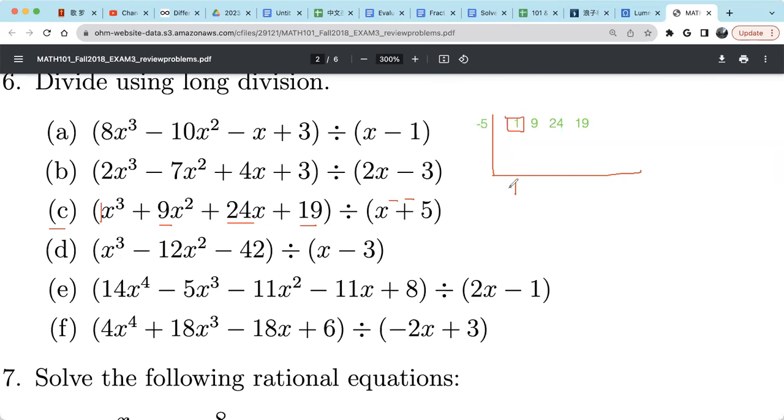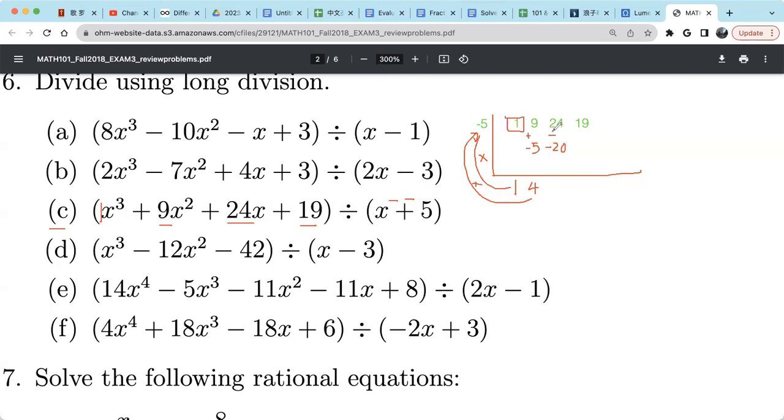And now we're going to use this one multiplied by -5. 1 times -5, -5. Where am I going to put it? Yes, you're right. I'm going to put it under 9. What do I do with those two numbers? I add them. 9 plus -5 is 9 minus 5, which is 4. I put it over here. What do I do with 4? Times -5. 4 times -5, -20. I'm going to put it under 24.